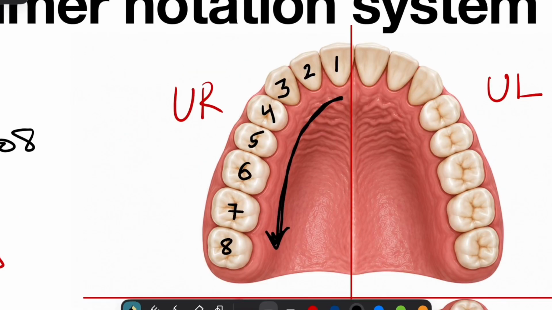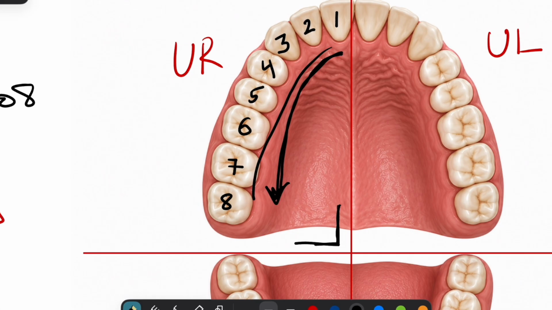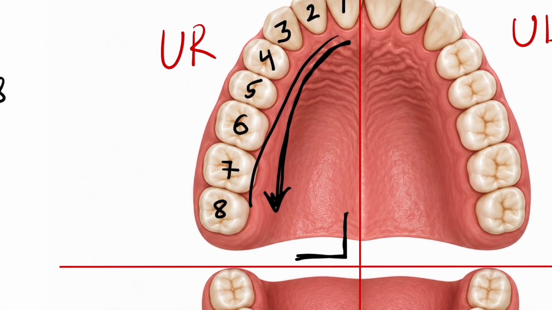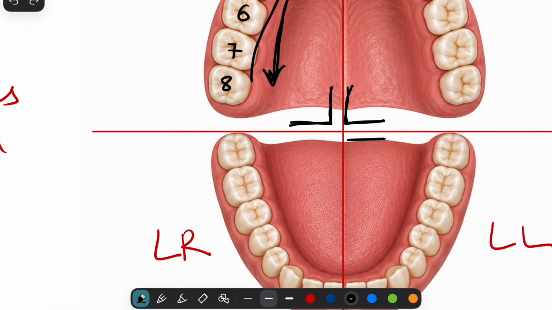Now students often ask, if every quadrant contains numbers 1 to 8, then how do we know which tooth belongs to which quadrant? And this is where the quadrant symbol becomes important. Okay, so each quadrant has a specific symbol. For the upper right side, we have this symbol. Then for the upper left side, we have this one. The lower left side will be represented by this, and the lower right side like this.